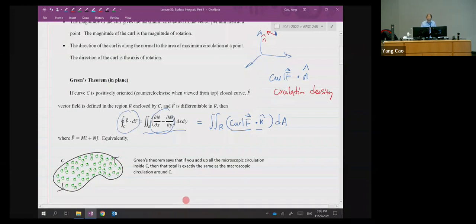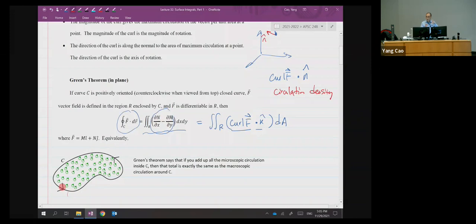Essentially, you have a microscopic circulation given by the circulation density, and it relates to the macroscopic circulation over the whole boundary curve C.